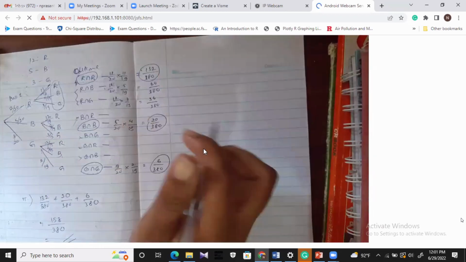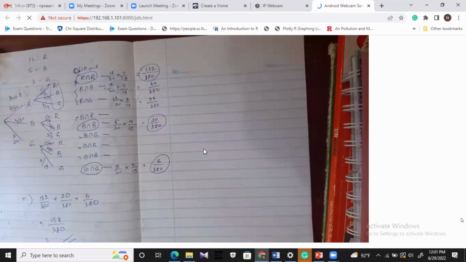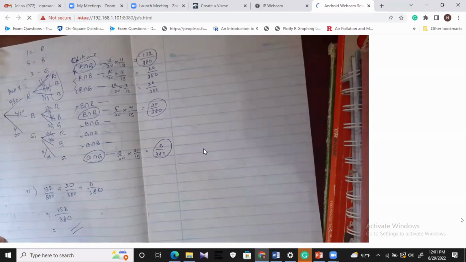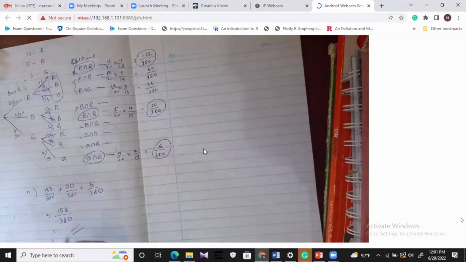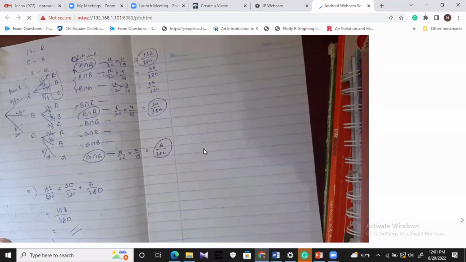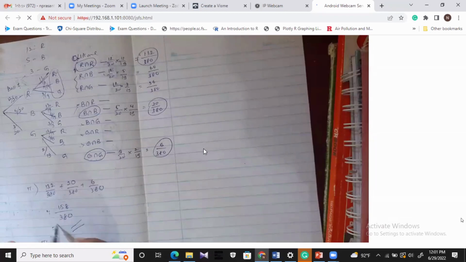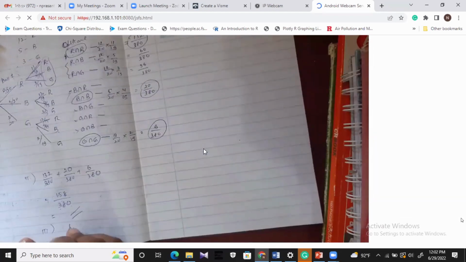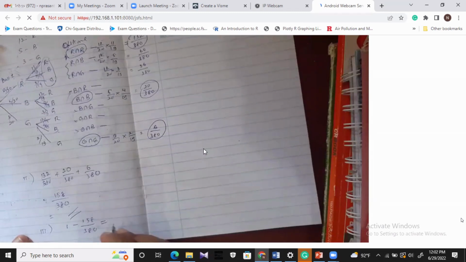Or there's another, simpler method. You don't need to add those probabilities. Finally, you will have the same answer. But the easiest way is this: I told you, the total probability is always equal to 1, right? The probability of getting same color balls is 158 over 380. The probability of getting different color balls should be 1 minus 158 over 380. Understand? Find this value.